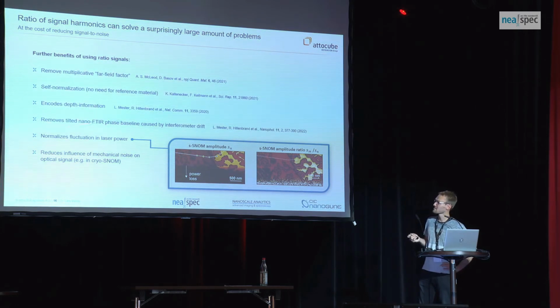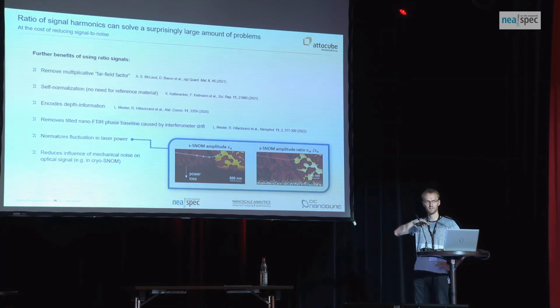This is actually a very interesting point. Very often you can observe a tilted baseline in nano-FTIR phase spectra, which is caused by interferometer drift. But this drift is the same for all demodulation orders. So you divide them, you get rid of this drift completely.